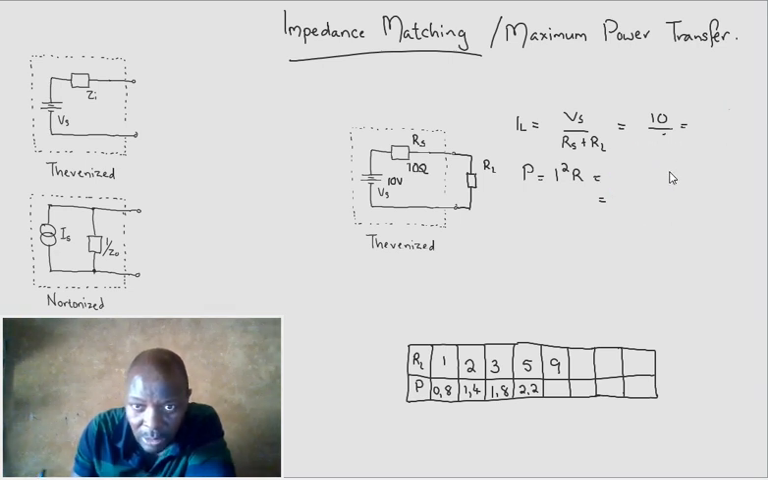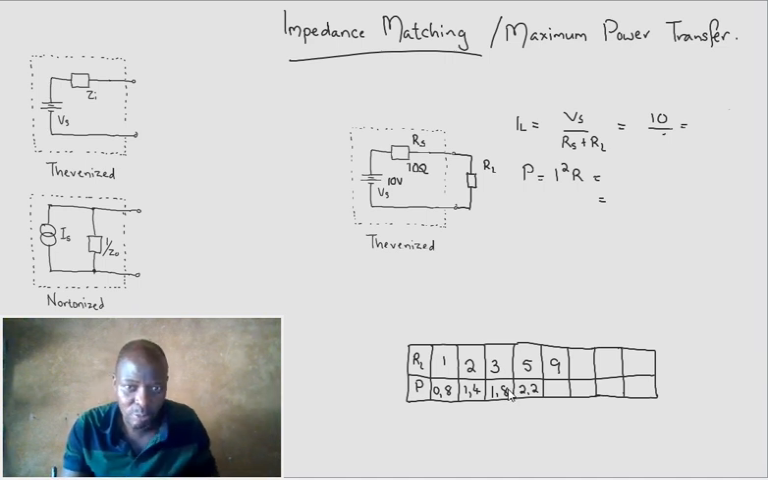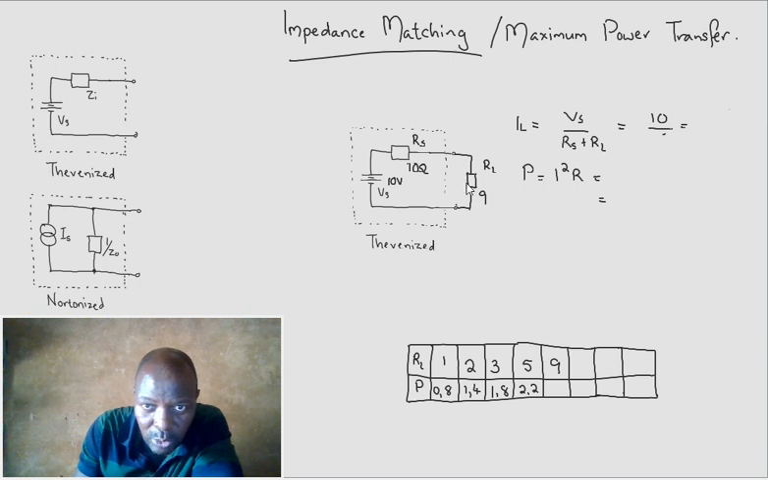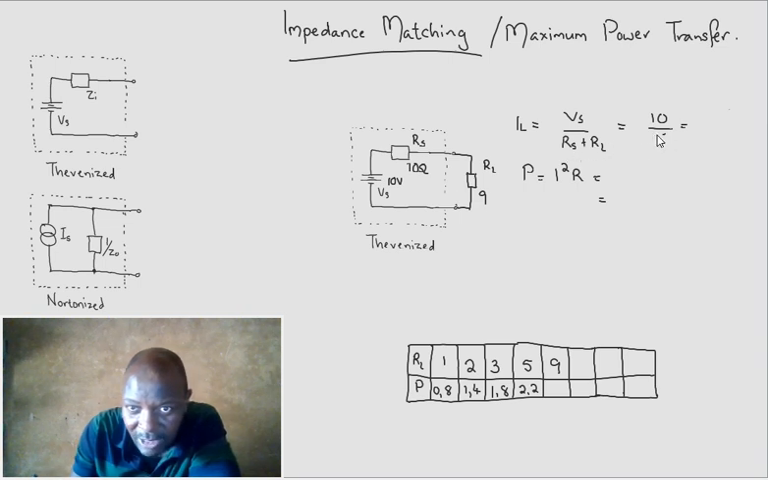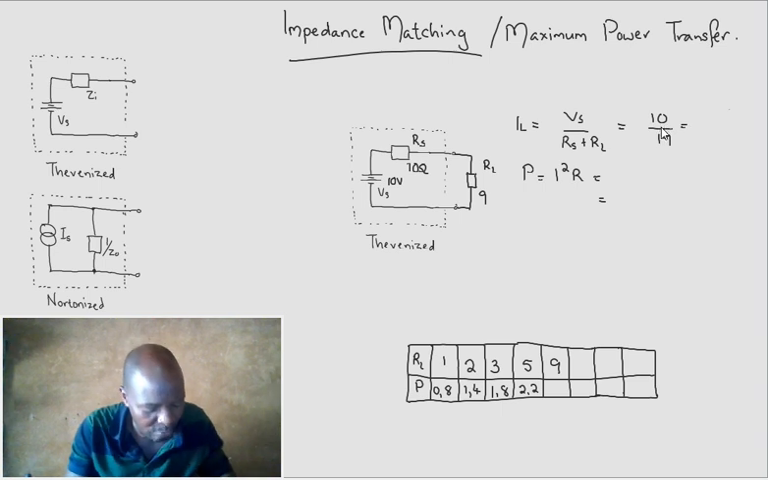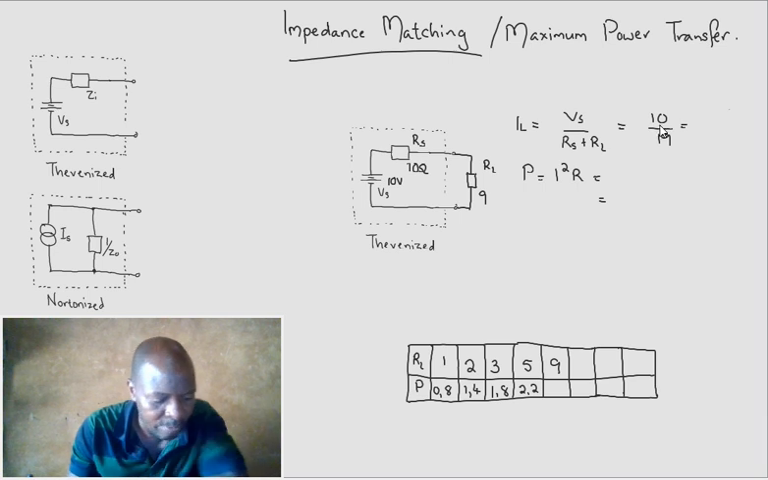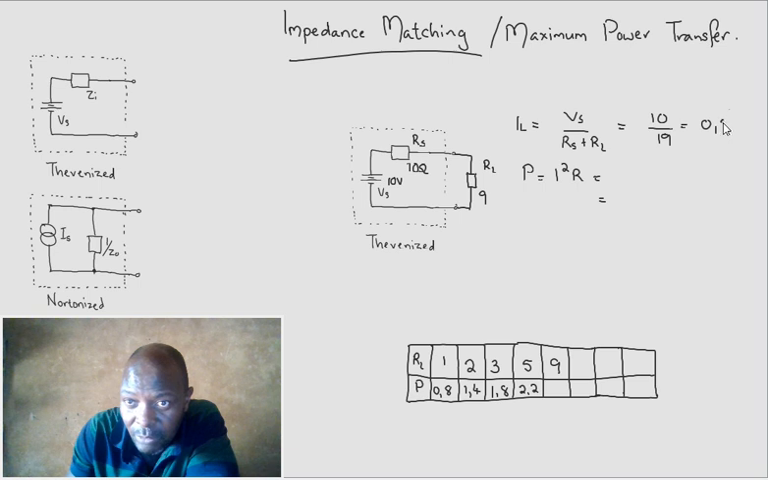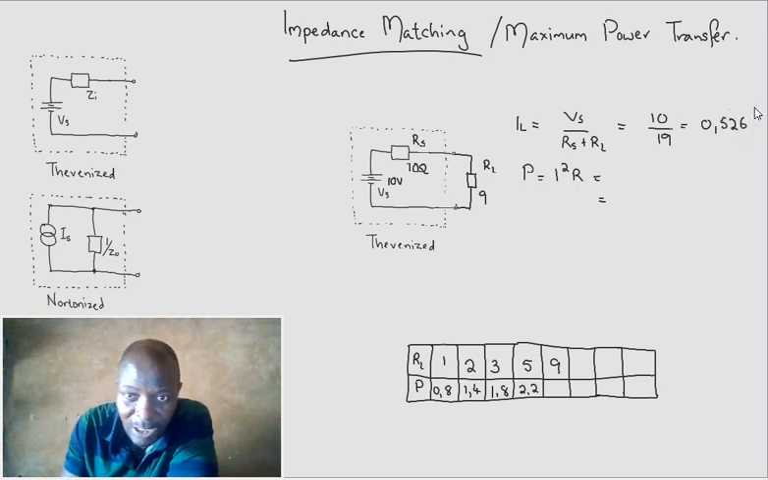Now this will be 10 over 19, because 10 and 9 will give us 19. Okay, 10 divided by 19, it's almost half. It must be 0.526. This was higher than what? 9 is higher than the previous load, so you can see it's going to be higher already. But anyway, 0.526 to 3 decimal places.